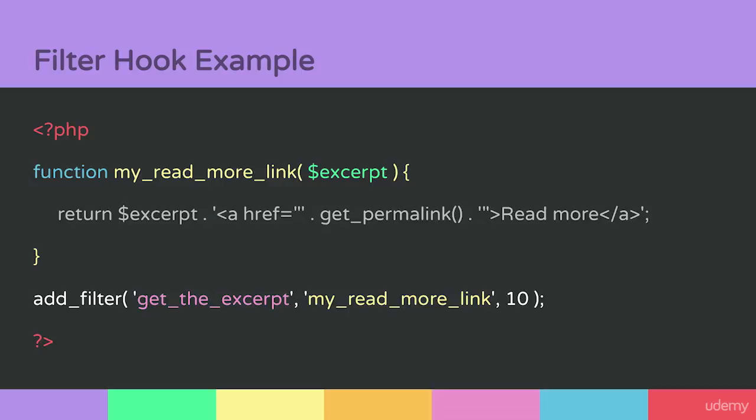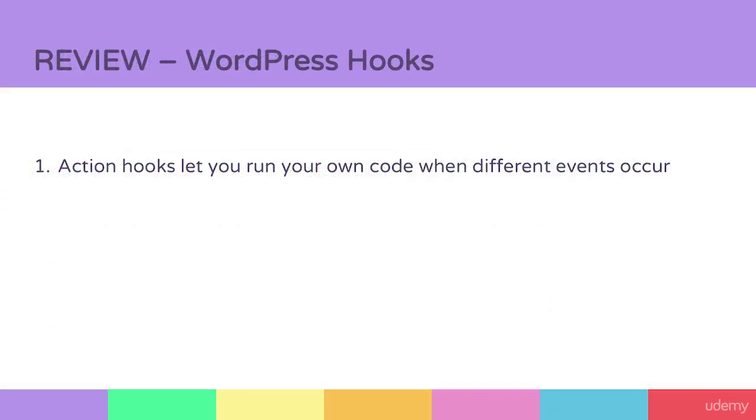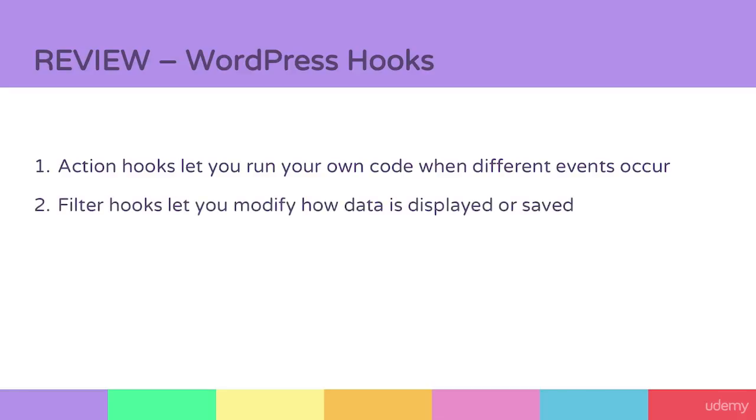At this point, again, if the subtleties or the differences between the two types of hooks don't make sense, don't worry. You'll pick it up as you go along. So at this point, let's just review that action hooks let you run your own code when different events occur. Filter hooks let you modify how data is displayed or saved. You don't have to have those differences memorized. If it's not clear, that's okay, but those are the major differences, and it is pretty clear once you get comfortable with it.